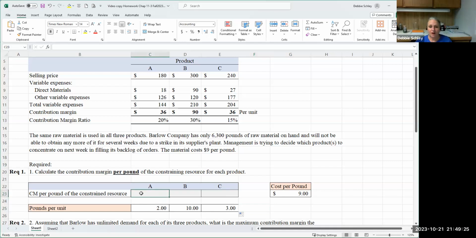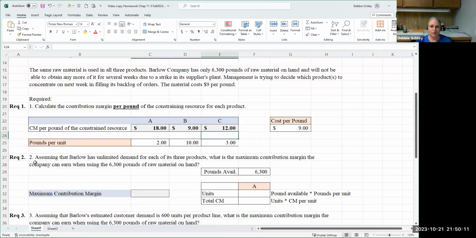Now we can figure out the contribution margin per pound, and that is going to be by taking the contribution margin per unit divided by the number of pounds per unit. And I'm going to drag that across because that will work. And so if you look, this one, contribution margin per unit divided by the pounds per unit. And then this one, contribution margin per unit divided by the pounds per unit. So that is the answer to requirement 1.